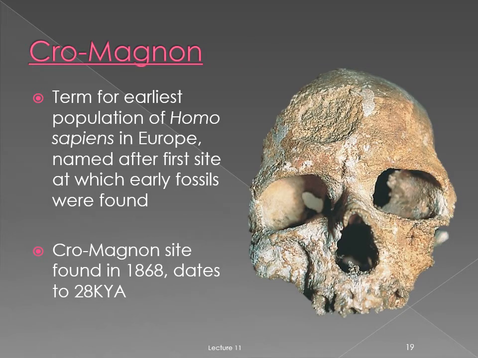These groups are often known as Cro-Magnon, after the cave in France where, in 1868, the first well-preserved Paleolithic skeletons were discovered. Cro-Magnon cave itself dates to about 28,000 years ago. This is another example of English mispronunciation, by the way. The more common English pronunciation with the hard G is just an anglicized version of the true French pronunciation, Cro-Magnon.